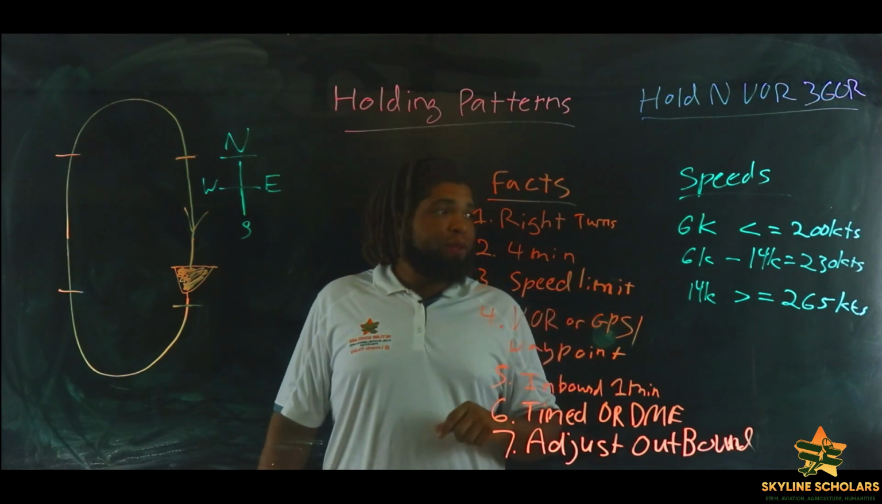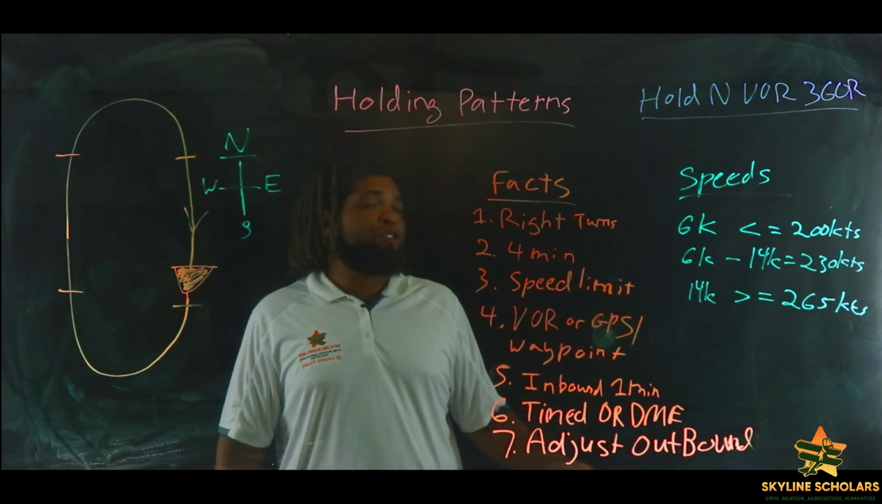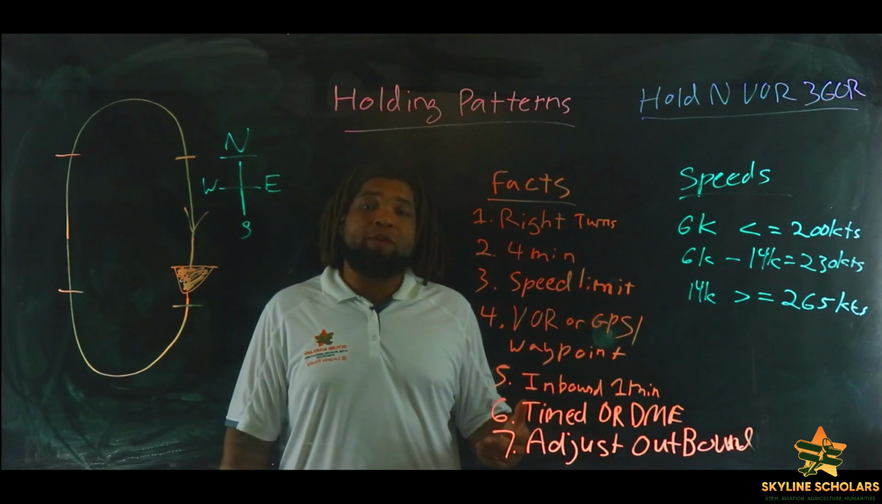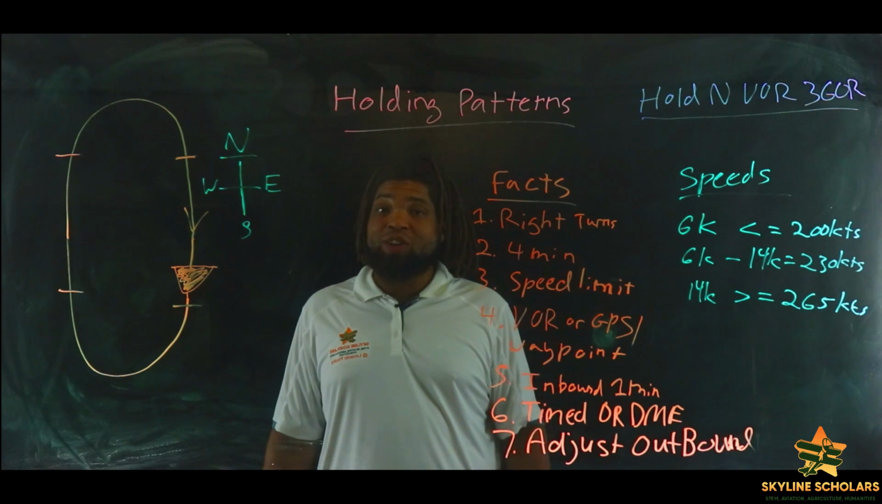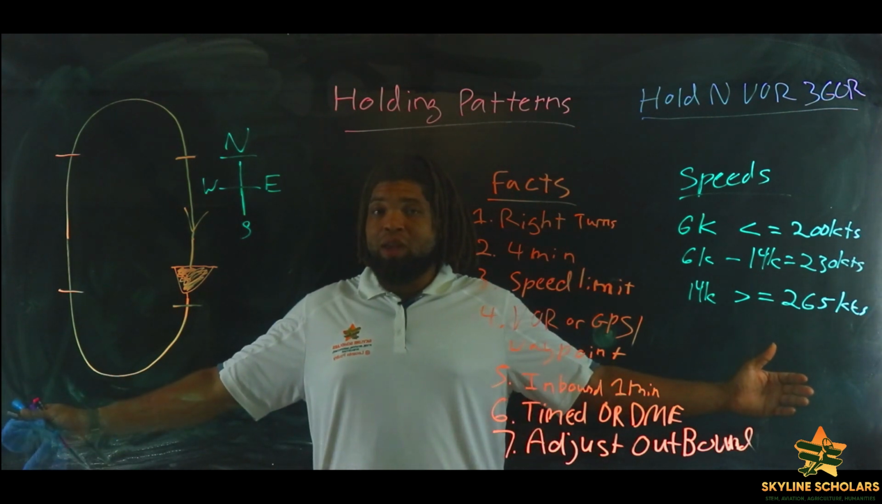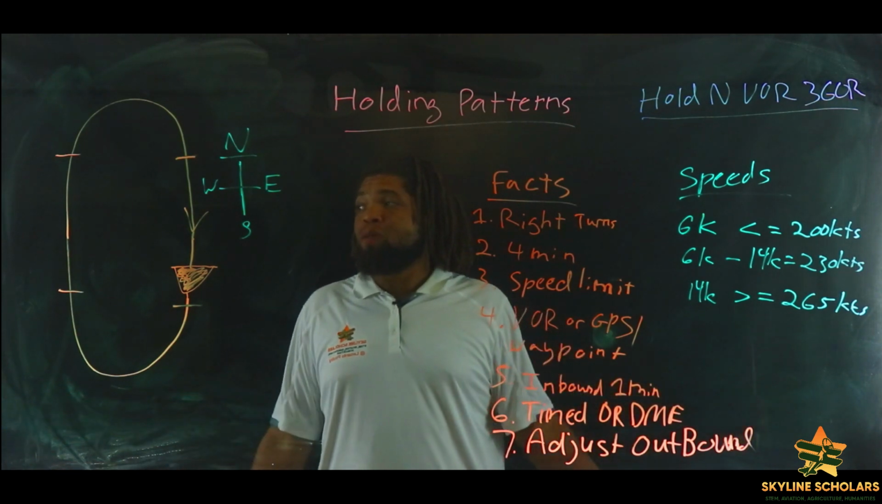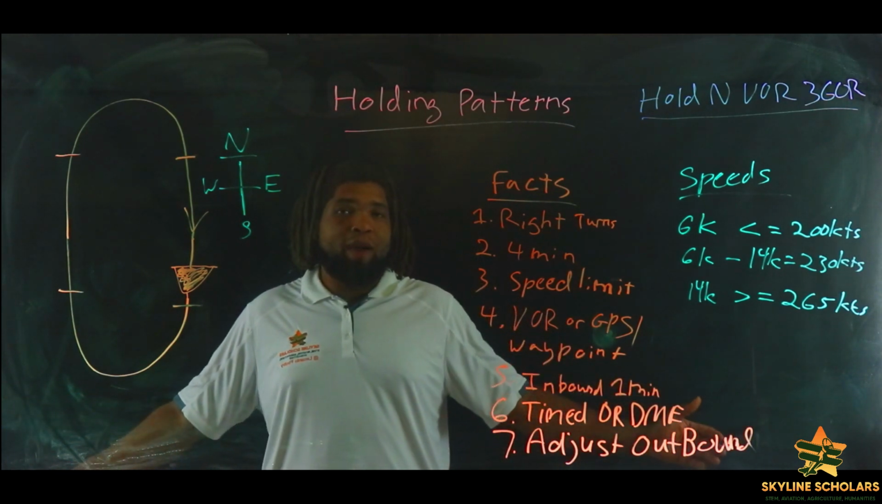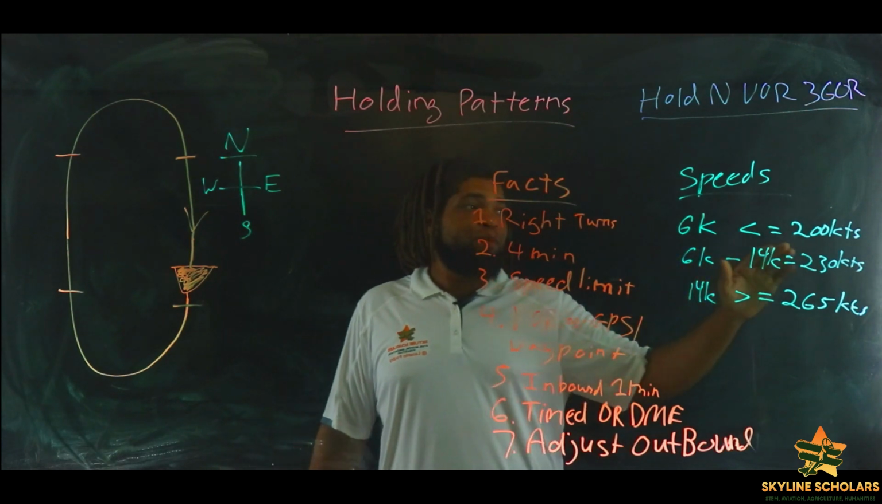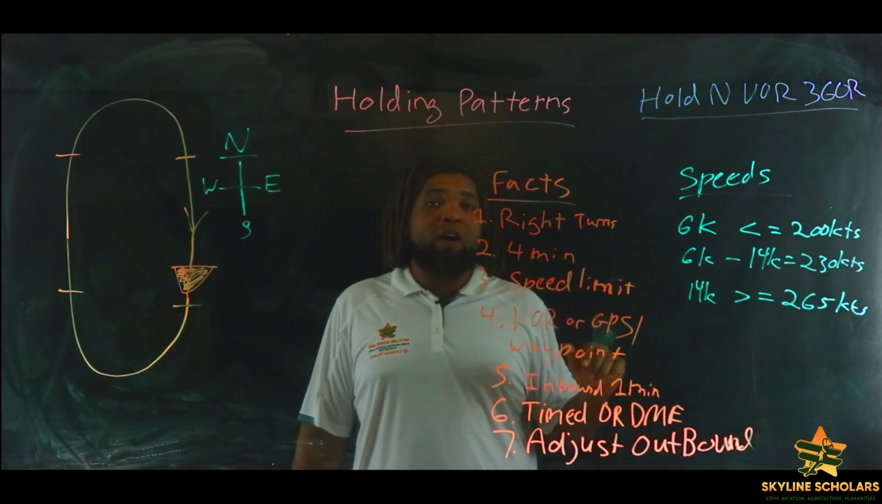Speed limit, that's number 3. So I have the speeds here. So there's a speed limit for your holding patterns. The reason for that is because if you're going too fast, then your radius is going to increase because if you're going a fast distance, it's going to take longer. You're going to cover more distance when you turn. So your holding pattern is going to become too large. So there's a speed requirement. So the speed requirement is as follows.